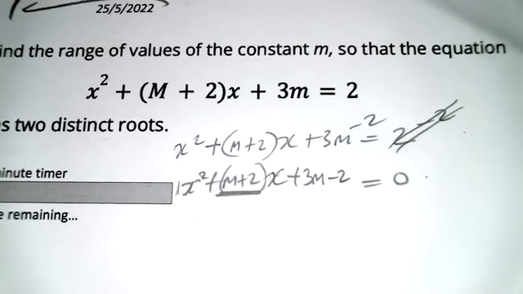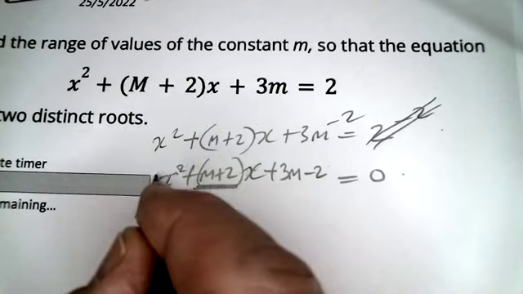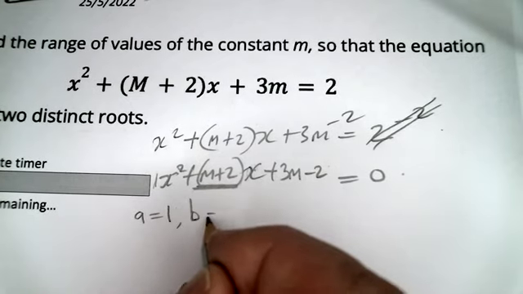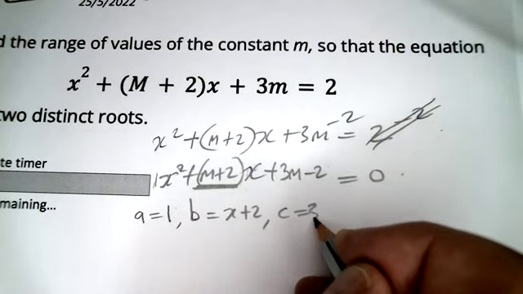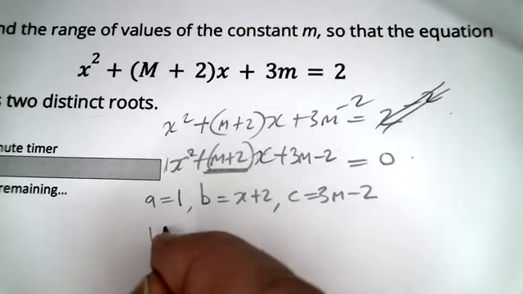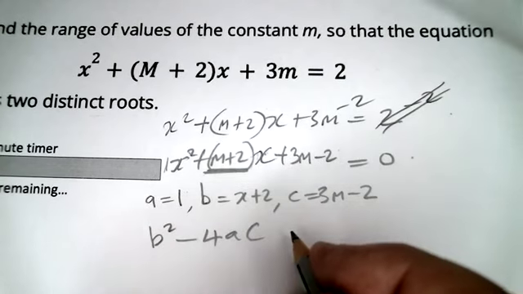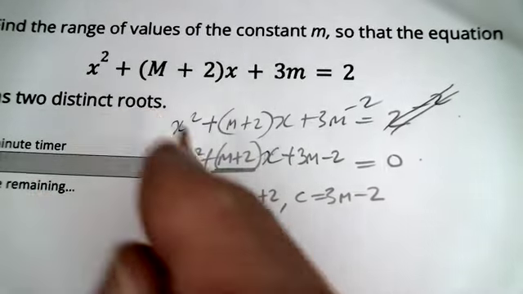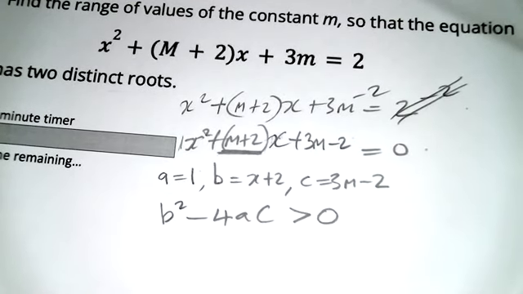Nice and straightforward, this one, by the way. So we've got an a value of 1. We've got a b value of m plus 2, and we've got a c value of 3m minus 2. So we're going to plonk all this straight into the discriminant. Here it is: the discriminant is b squared minus 4ac. In this case, we know it's got two distinct roots, so it has to be greater than 0. So let's have a look at that. We're looking at bits that are greater than 0. So how does this play out?